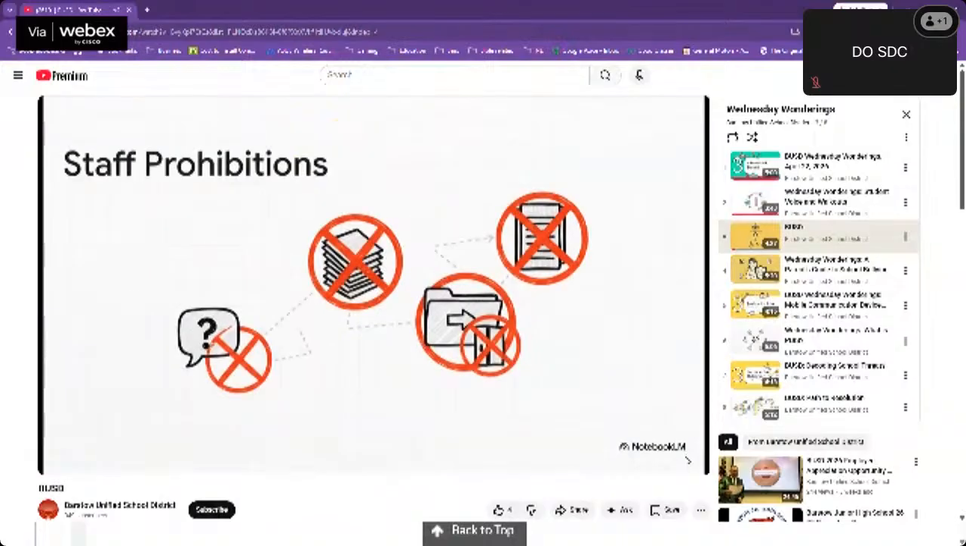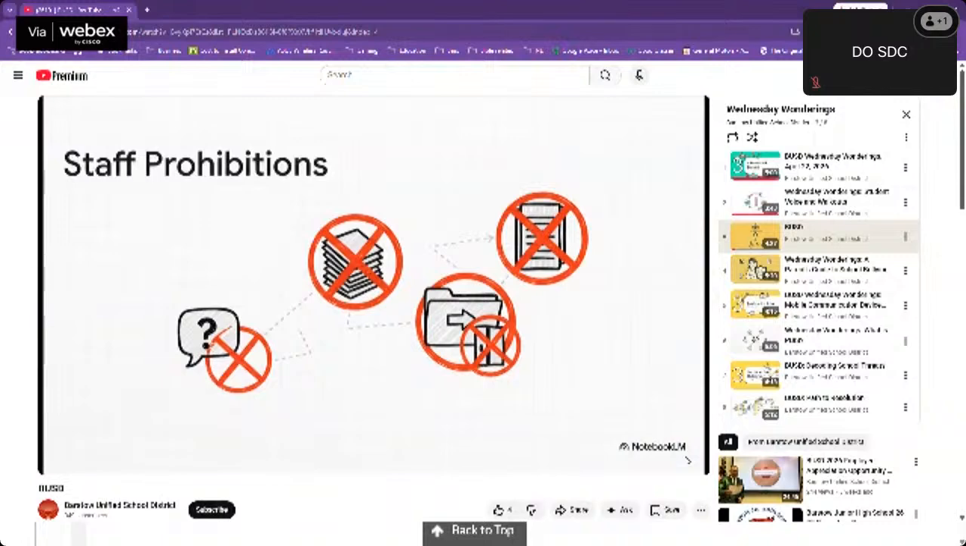The policy is super specific here. It says school staff are just not allowed to ask you about your immigration status, ask for any documents about it, or share your school records. They also can't just let agents wander into private areas like classrooms or school buses.